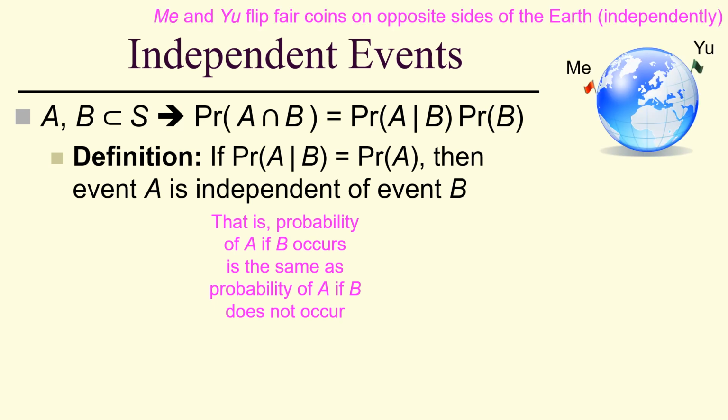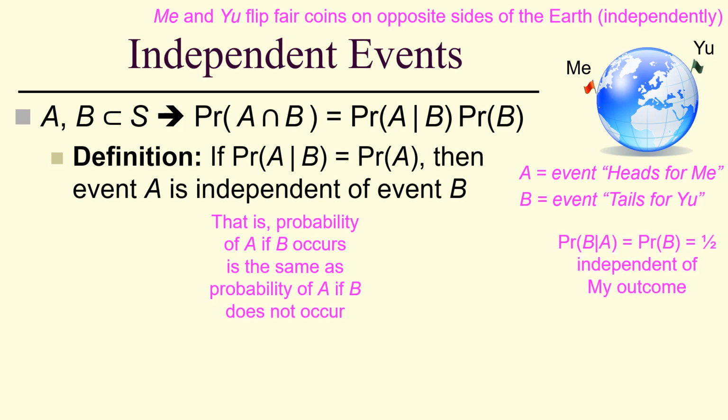For example, suppose me and a Dr. Yu in China on opposite sides of the earth, therefore independently, flip fair coins. A is the event of a heads for me, and B is the event of a tails for you. The probability of B conditioned upon A for Dr. Yu is 1/2, regardless of whatever coin toss I had. Similarly, the probability of A given B is just the probability of A, which is 1/2, independent of Dr. Yu's outcome.